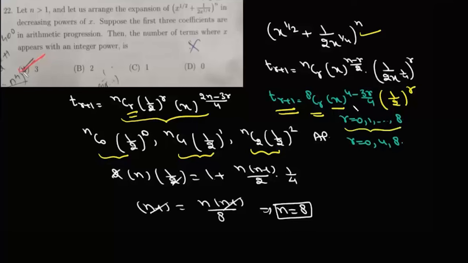Now the power of x should be an integer. It will be an integer when 3r/4 is an integer. That means r can be either 0 or 4 or 8. So there are three possible values of r. So the number of terms where x will appear with an integer power will be 3, and that's your option A.